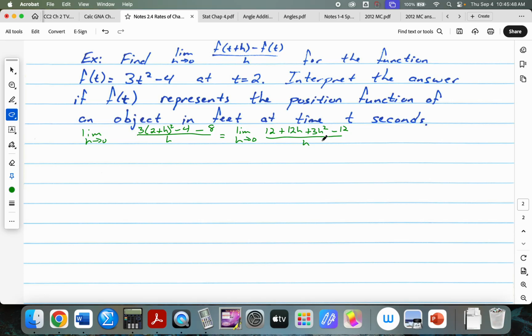And as I said a minute ago, if it's a polynomial and you're doing this process, everything in the numerator that doesn't have an h in it should drop out, and it does. We're going to have the limit as h goes to 0 of 12h plus 3h squared over h. We can do the division because h is never 0, it's just getting close to it. And that's going to be the limit as h goes to 0 of 12 plus 3h. When h goes to 0, that leaves me with just 12.